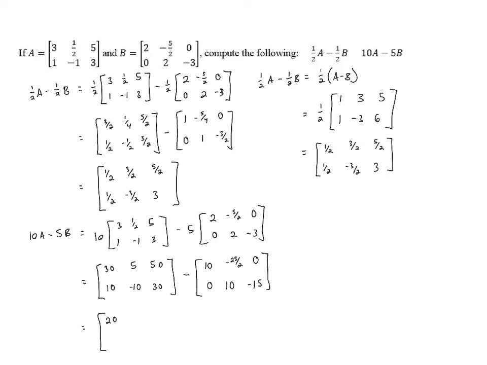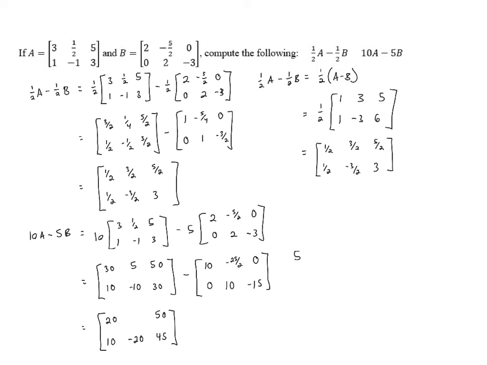5 minus 25 halves, we'll do that one at the end just because that one requires a little bit more work. 50 minus 0 is 50. 10 minus 0 is 10. Negative 10 minus 10 is negative 20. 30 minus negative 15 is the same as 30 plus 15, which is 45. The only entry that requires a little bit of work is this one right here.